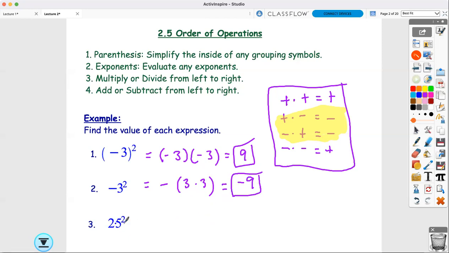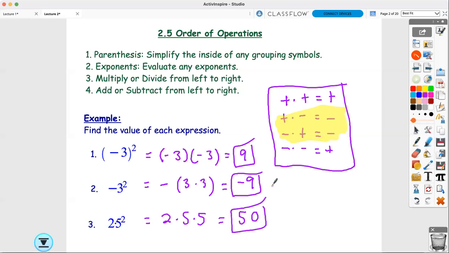And number 3, 2 times 5 squared. That's pretty much wanting us to do 2 times 5 times 5. Well, 5 times 2 is 10, times 5 is 50, and we are done.